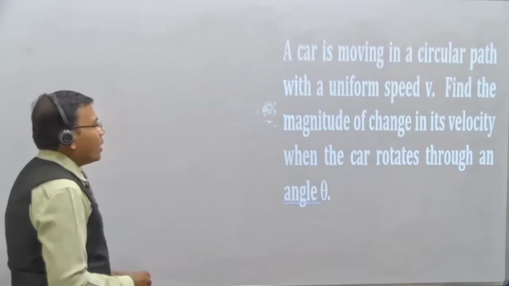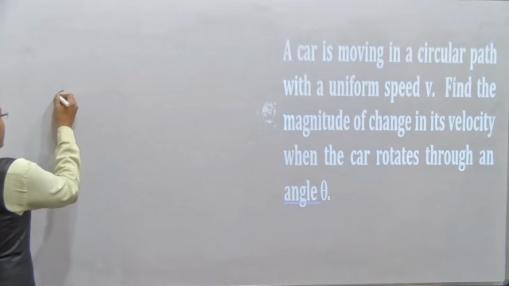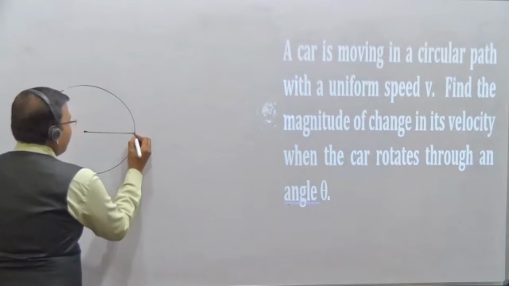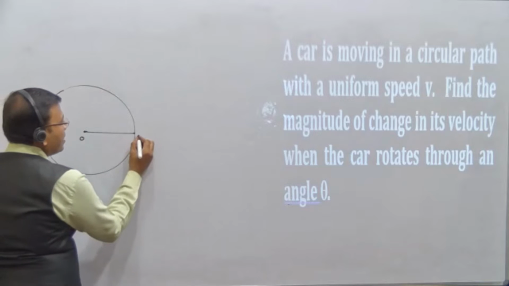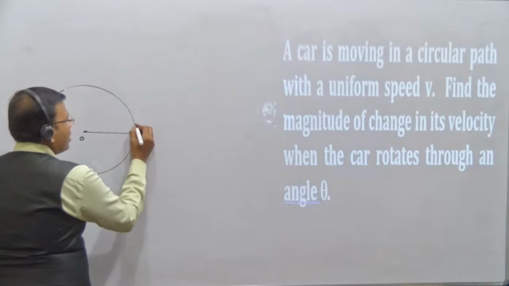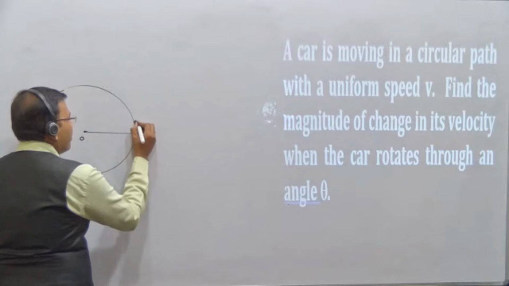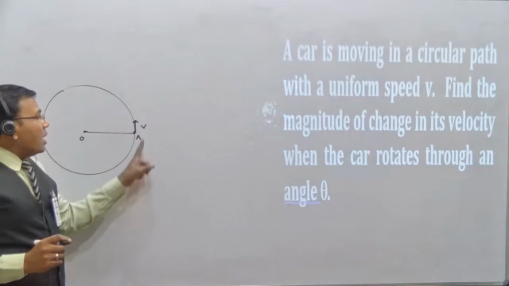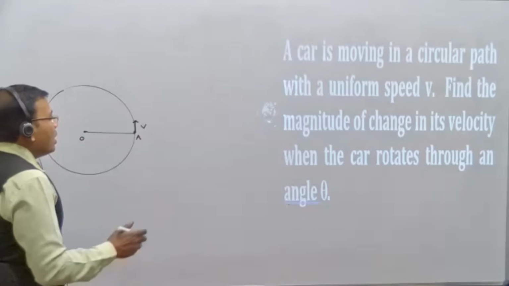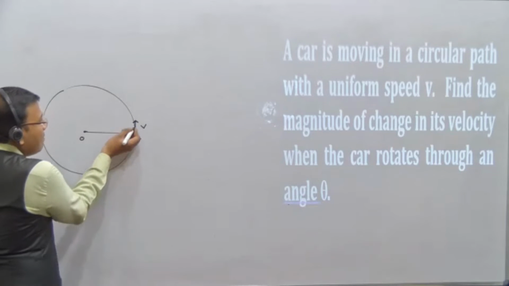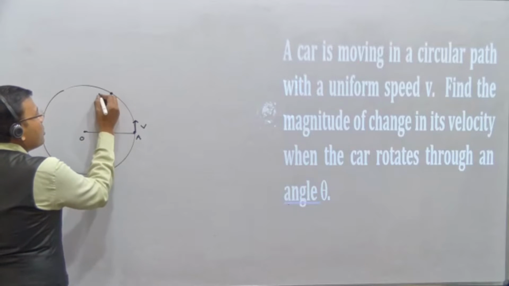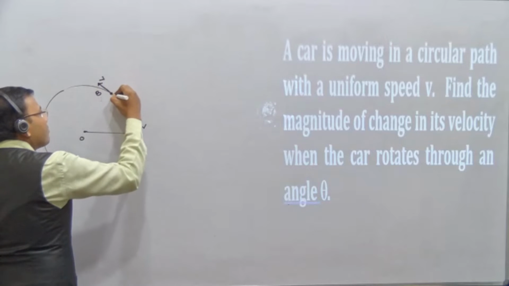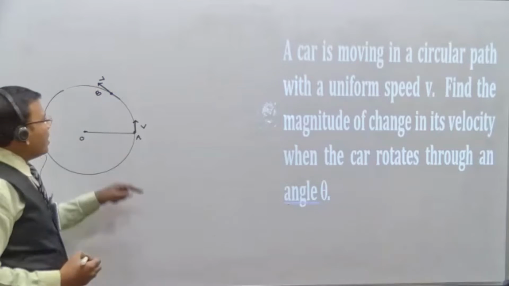So let us see how we are going to solve it. I just take a circular path here. Suppose this O is the center, A is the initial point. The initial velocity here is v, just taking the magnitude. It is moving with the velocity v at the point A. Now after some time it has moved to this point. Suppose this point is B, and here also it has the same speed, not velocity, speed is the same.